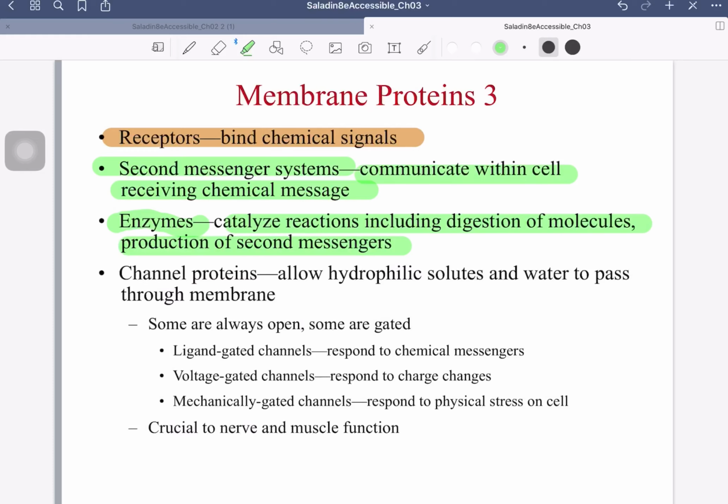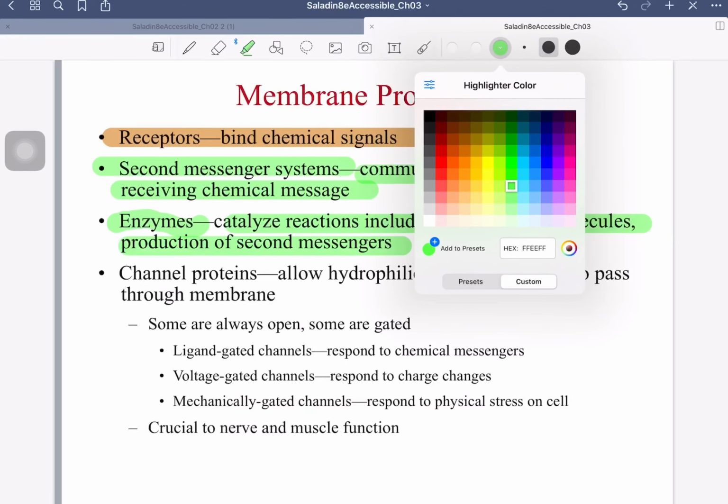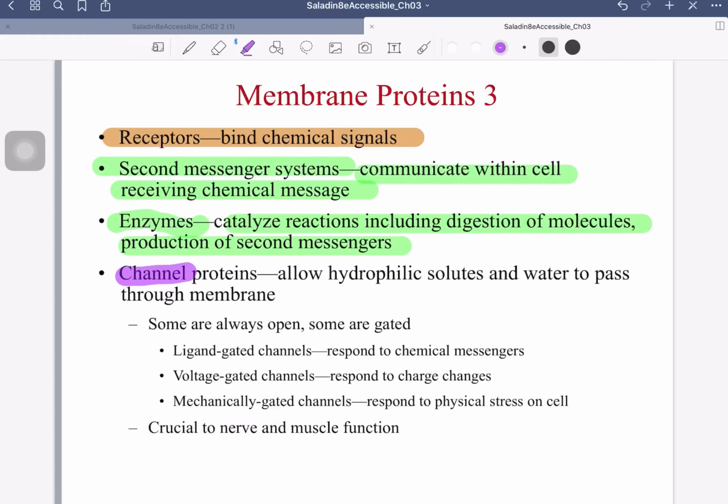We also have channel proteins, and we mentioned those and we saw them. Channel proteins allow hydrophilic substances and water to pass through the membrane. Because remember, the middle part of that lipid bilayer membrane is hydrophobic. So if you're hydrophilic, you'd have a hard time going through the membrane, so these channels allow you to get in and out. Now, some are open, which was what we saw in the last slide, and some are gated.